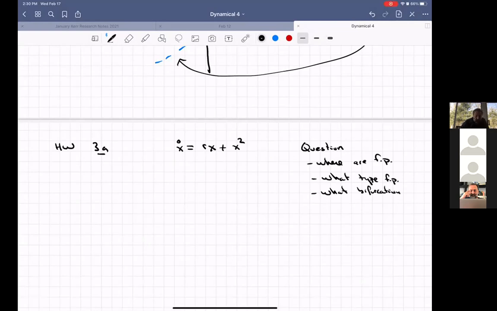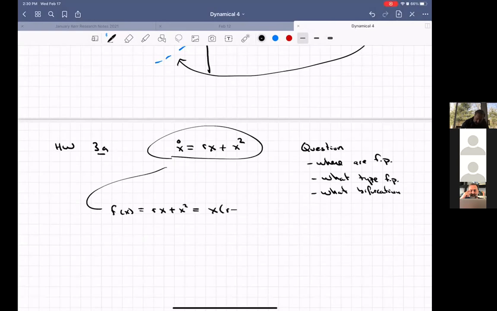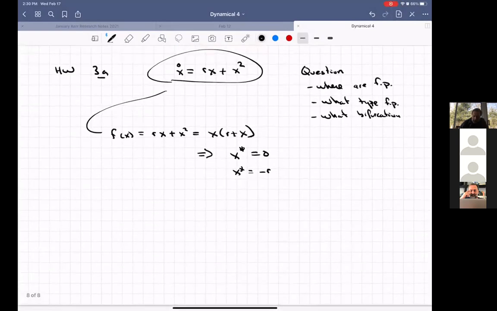Right. So if I'm doing this one here, f of x is rx plus x squared. So that's x times (r plus x). So that means the fixed points could be at 0, and the fixed points could be at minus r. Right, so I'm setting f of x to 0, and solving for x, I get 0 and minus r. That good? Yep. Now let me do f prime. So f prime is r plus 2x.